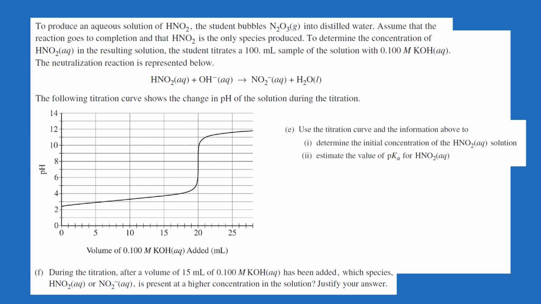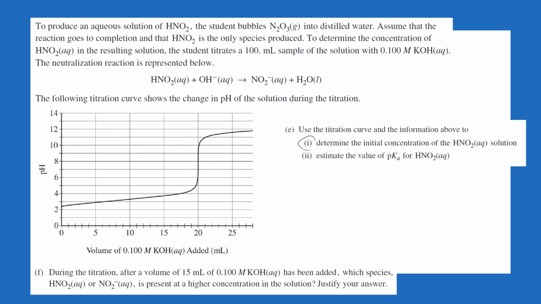Okay, so now the student bubbles N2O3 into distilled water. Assume the reaction goes to completion, then that HNO2 is the only species produced. To determine the concentration of HNO2 in the resulting solution, they titrate a 100 milliliter sample with 0.1 molar KOH, and the neutralization reaction is represented below. Cool. And then they give us the titration curve and the change of pH. Determine the initial concentration of the HNO2 solution.